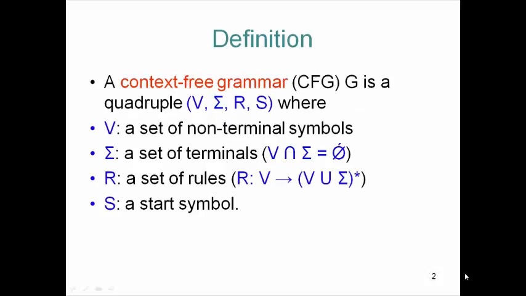A context-free grammar, CFG, is defined as a quadruple V, sigma, R and S, where V is a set of non-terminal symbols, sigma is a set of terminals, and R is a set of rules. S is the start symbol. The intersection of V and sigma should be phi, and R maps from V to (V union sigma) closure.